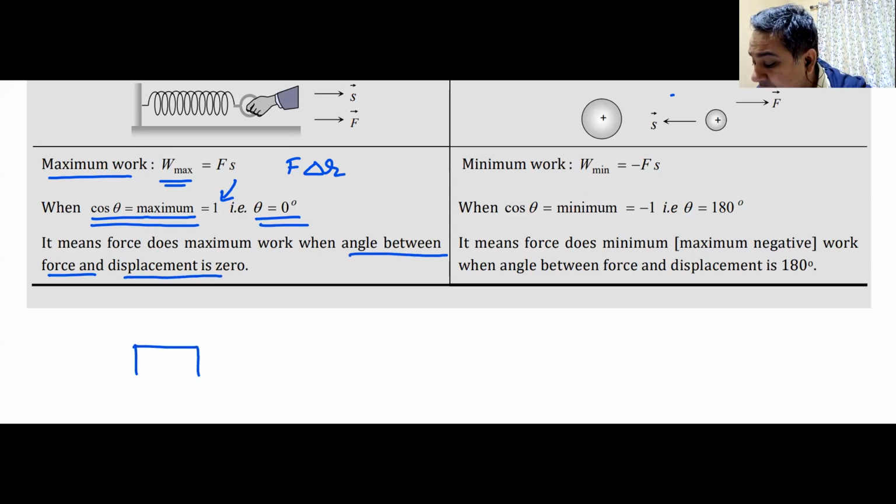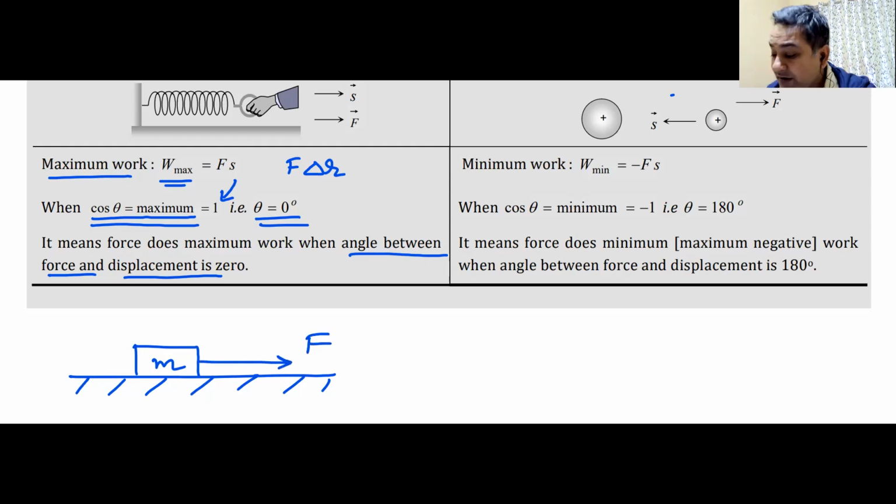So if you have to move a block, this is a block of mass m, and you are applying a force, and you want maximum work to be done by this force, that force should be applied in the direction of displacement. If the displacement is in the forward direction, as in this case, the angle between force vector and displacement vector must be 0, and then you will have maximum work done.